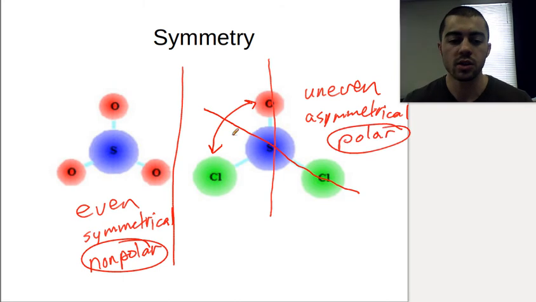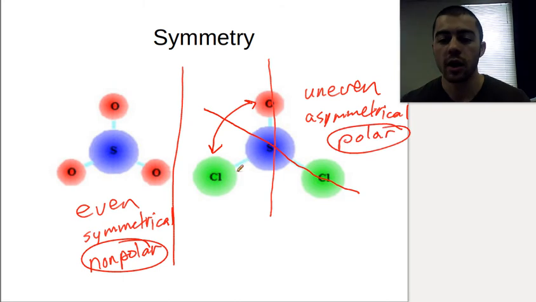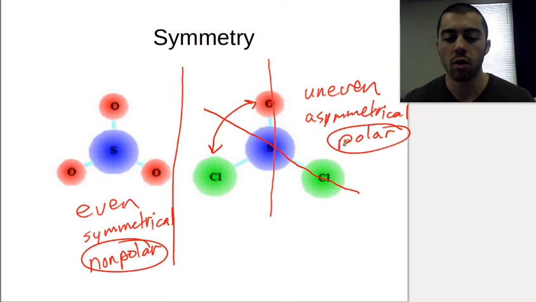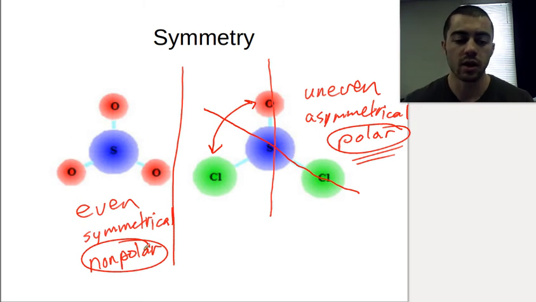So even though these two molecules are the same shape, they are different in terms of polarity. This molecule on the right is polar because it's not evenly distributed all the way around. These are two different elements here, the chlorine and the oxygen, so that asymmetrical distribution makes it polar. This, on the other hand, we have all the same element all the way around. This is totally even. That makes it a nonpolar molecule.